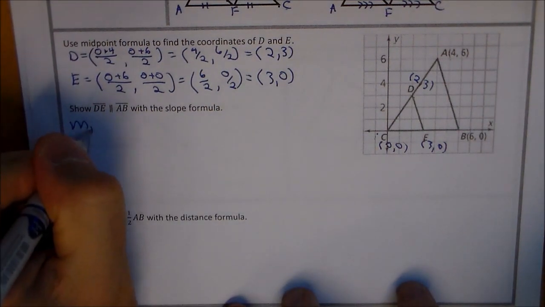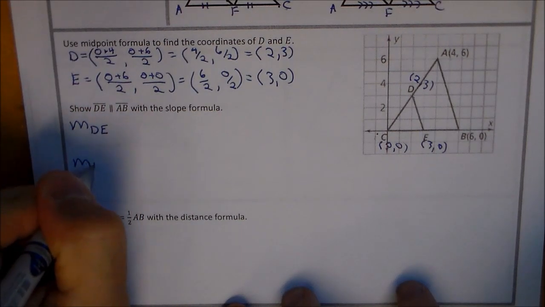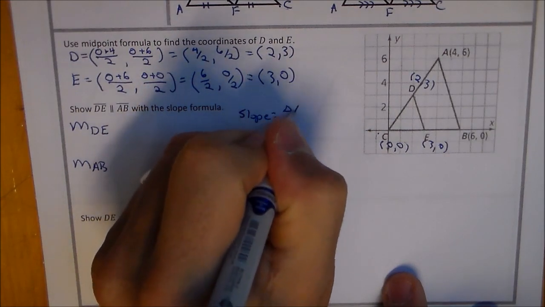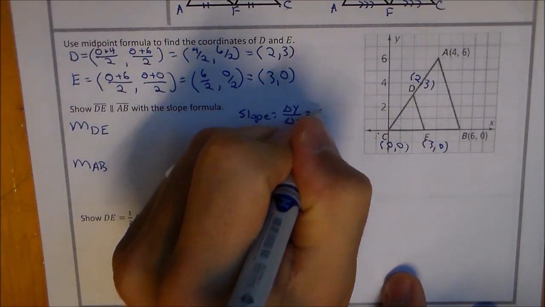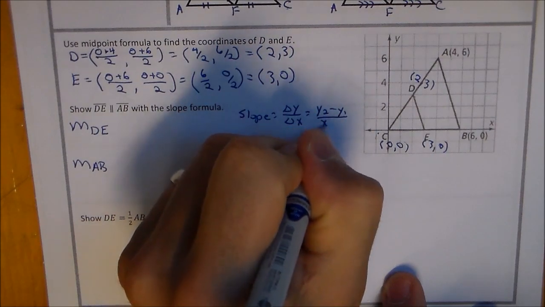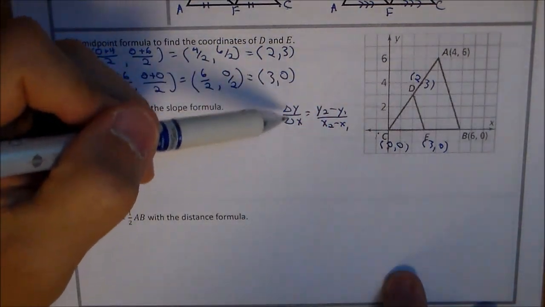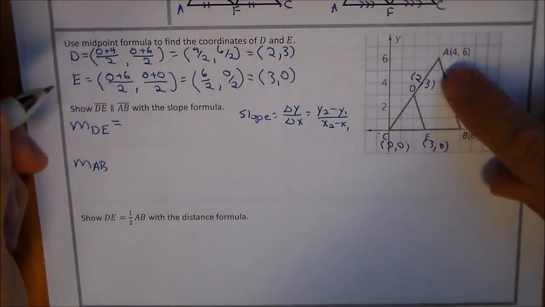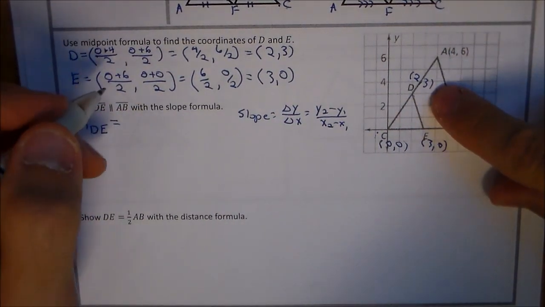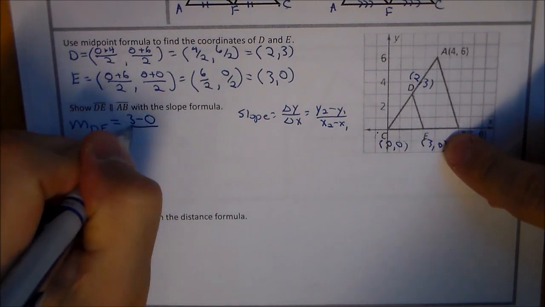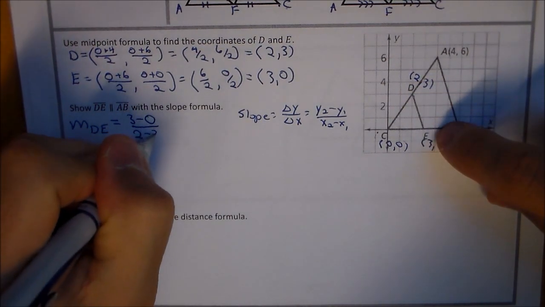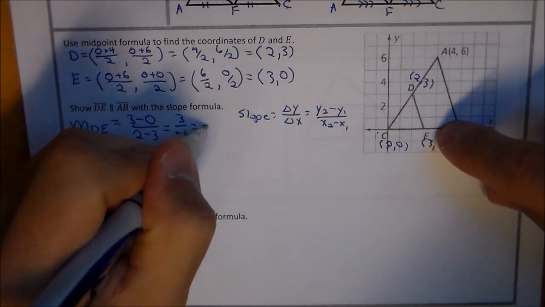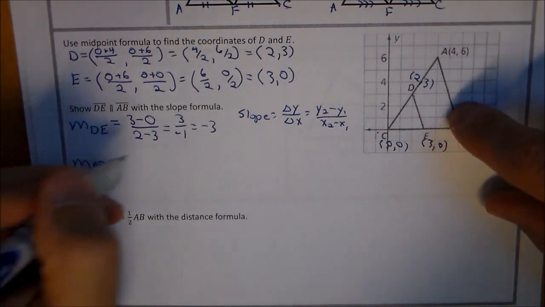So I'm going to find the slope of DE and the slope of AB. Slope, we should know, is the change in y over the change in x, or y2 minus y1 over x2 minus x1. And when we say the change in y and x, we just mean we find the difference of the two. So for D to E, I'm going to start from D and go to E. So the y values, it goes 3 minus 0 and 2 minus 3. So I get 3 minus 0 is 3, 2 minus 3 is negative 1. This gives me a slope of negative 3.